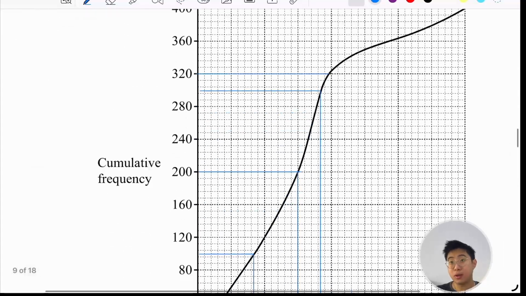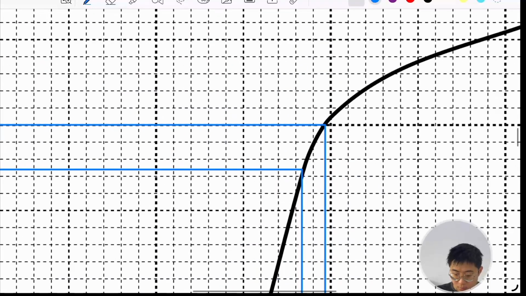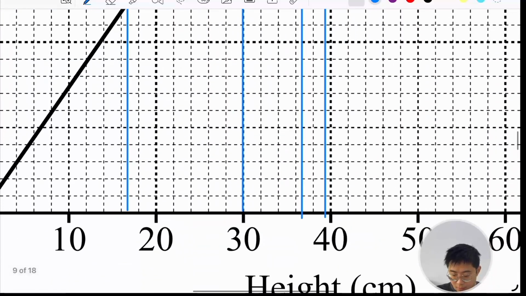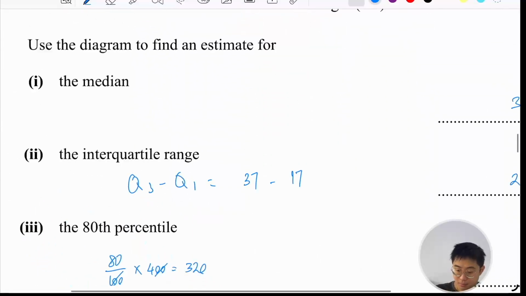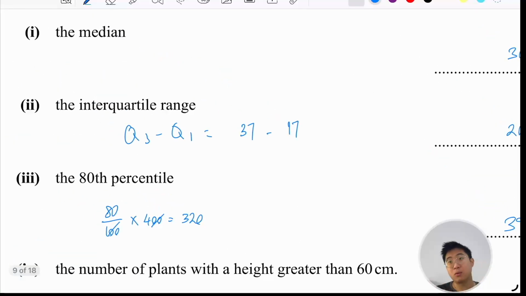Okay, there we go, 320. And then we'll just drag it down. Okay, nicely there. I will have 39. Yeah, so it's 39. Okay, so this works for everything.